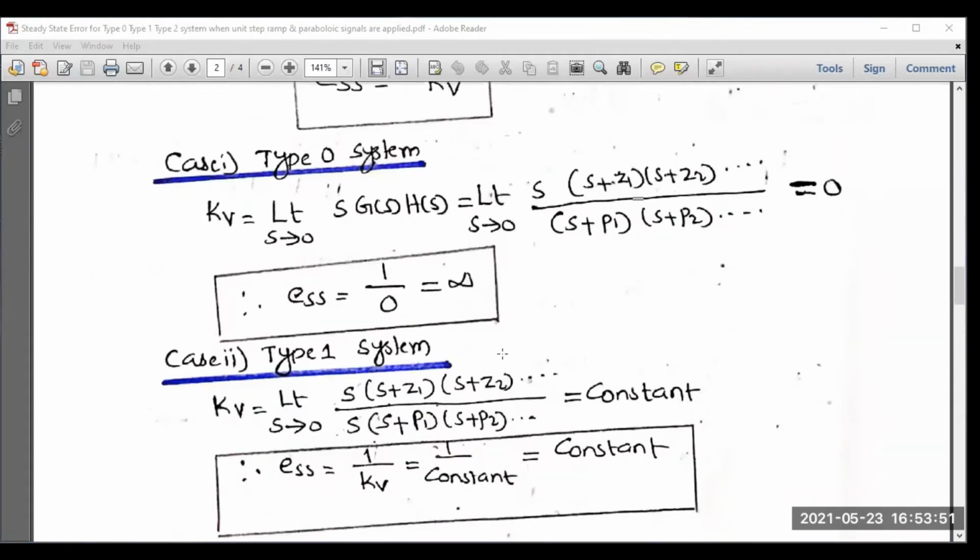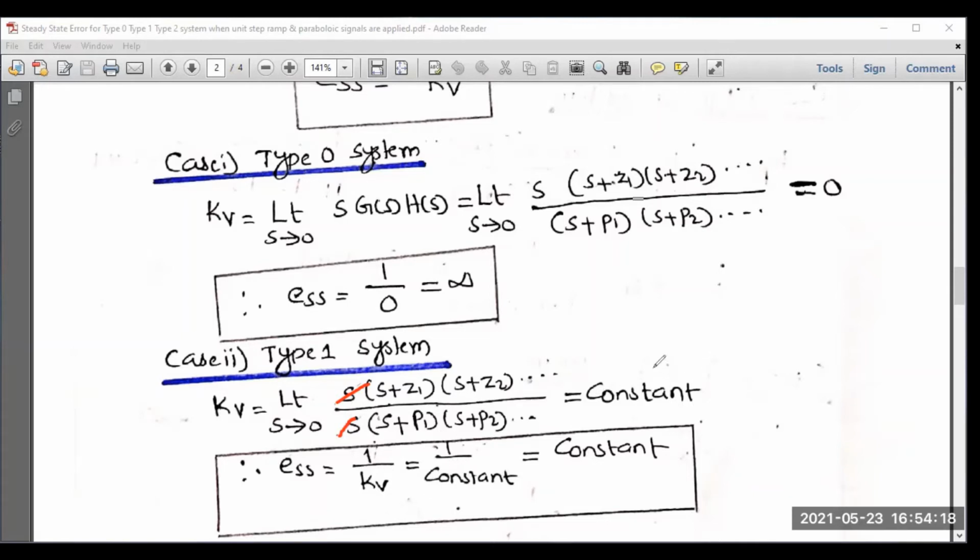Okay. So the same formula for kv is equal to limit s tends to 0, s into s plus z1 into s plus z2 etc divided by, here you have to put s because it is a type 1 system, s into s plus p1 into s plus p2. Now what is going to happen? s is available in the numerator, the same s is available in the denominator. s and s will get cancelled. So you have to substitute the value of s equal to 0 in the numerator and denominator. So I'm going to do the same thing.